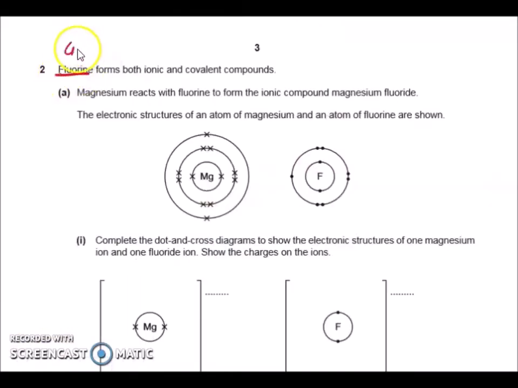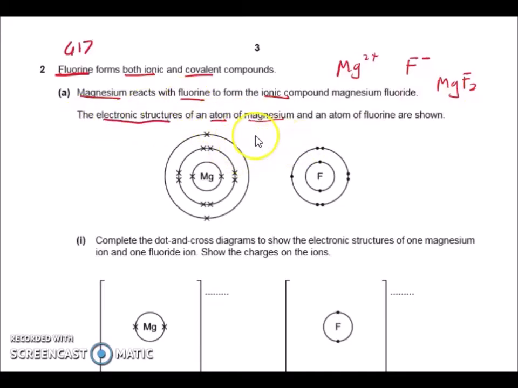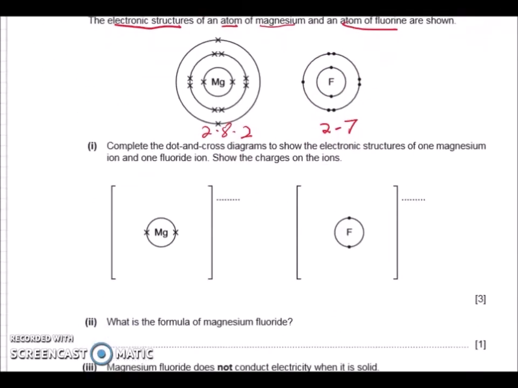Fluorine is in group 17 and forms both ionic and covalent compounds. Magnesium reacts with fluorine to form an ionic compound, yes, because magnesium is a metal. Magnesium is 2 plus, fluorine is only 1 minus. Then they cross multiply, so you have magnesium fluoride, MgF2. The electron configuration of a magnesium atom is 2.8.2, and of a fluorine atom is 2.7.